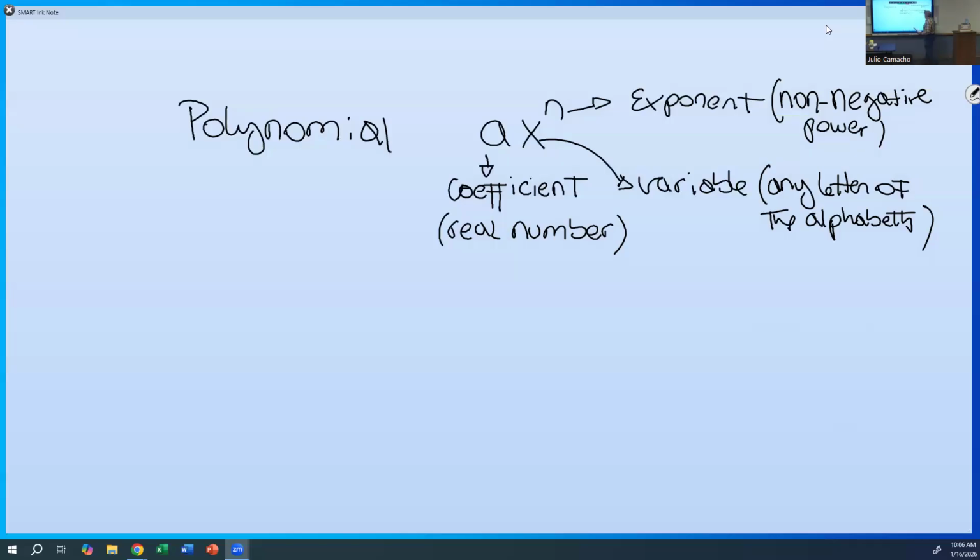So as you can see, that is a polynomial. I'll give you an example, for example, 8x to the second power plus 1. That is a polynomial, it's called a binomial.